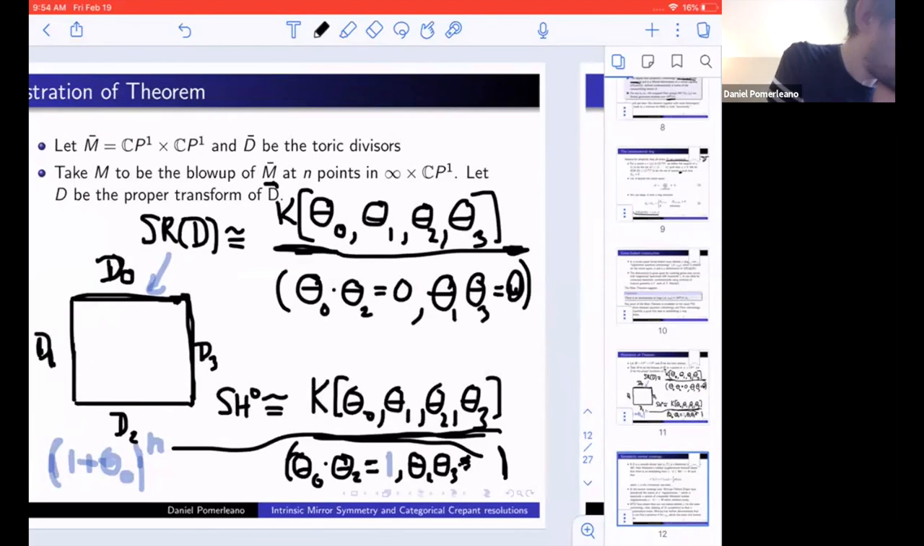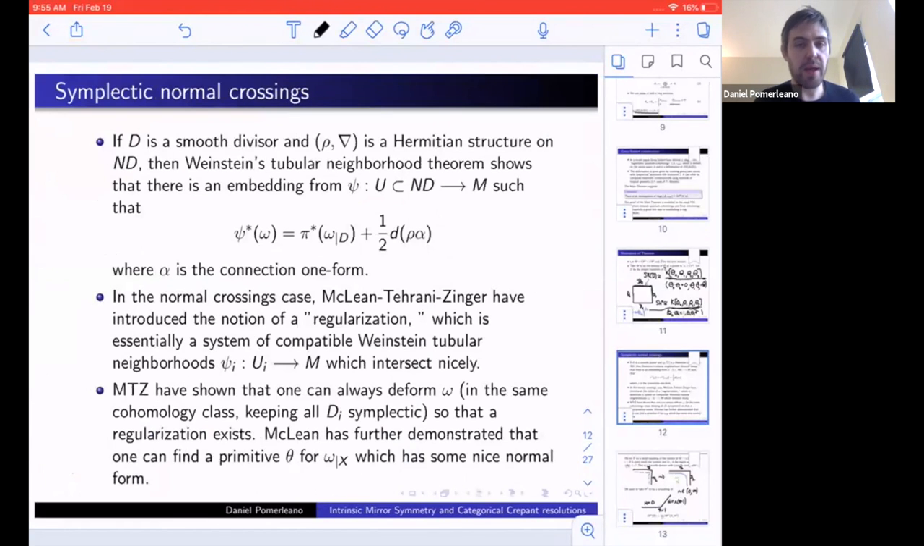So maybe I'll explain a little bit of how this is proven. The first thing that we use is a nice normal form for the neighborhood of a normal crossings divisor, which is due to McLean, Tehrani, and Zinger. So if you have a smooth divisor, you have the well-known Weinstein tubular neighborhood theorem that says you can find an open embedding of a subset of the normal bundle where the symplectic form has a standard form.